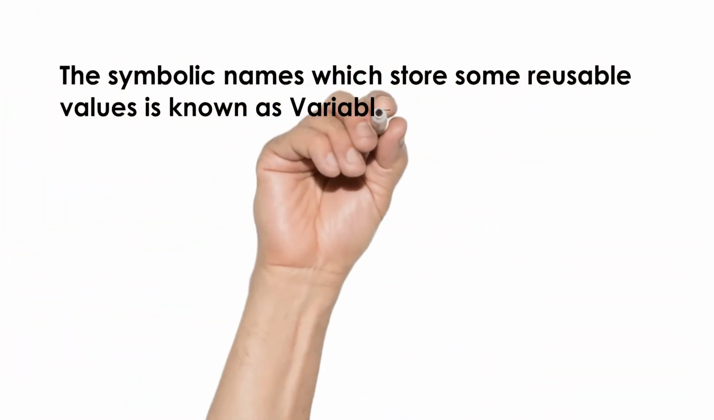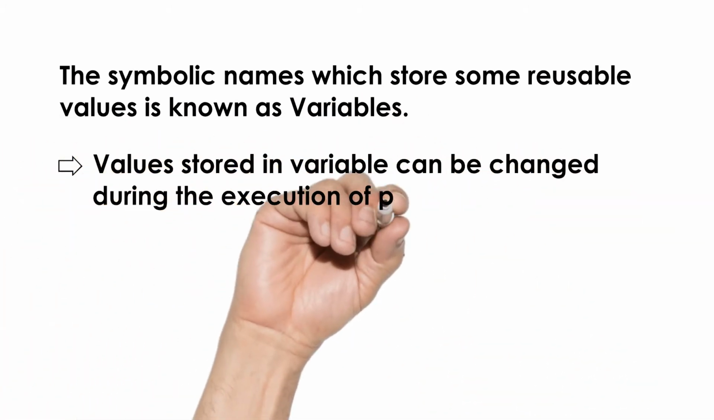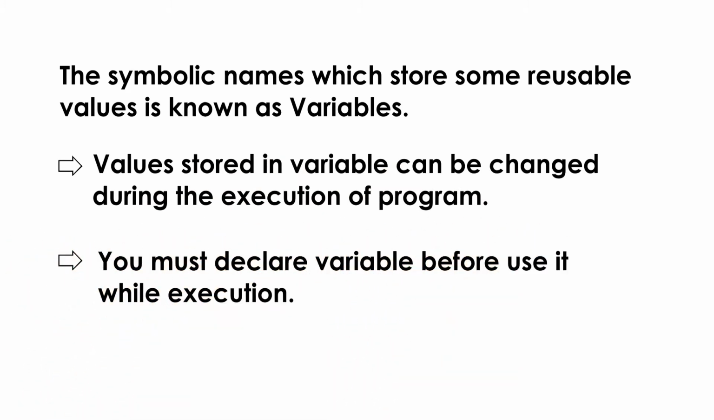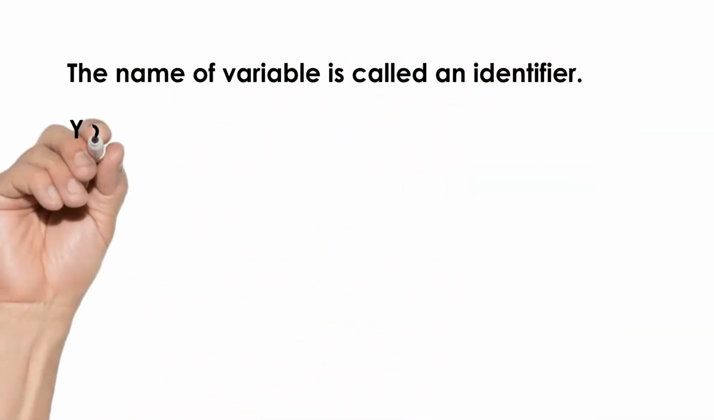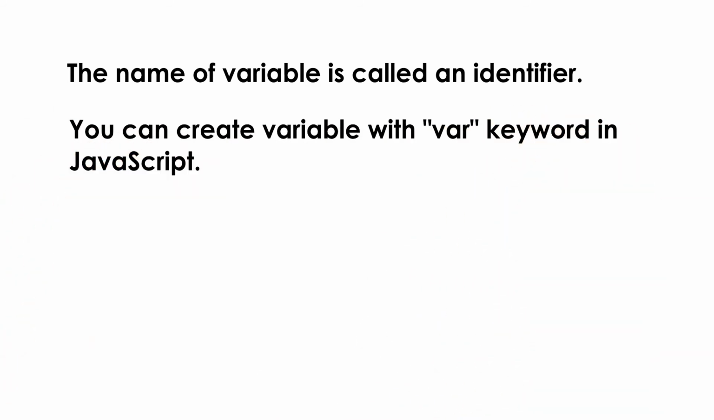Variables are symbolic names for storing a value in an application. That value can be changed during the execution of the program, but you must declare the variable before you use it. The name of a variable is called an identifier. You can create a variable with the var keyword in JavaScript, like var, space, variable name, semicolon.